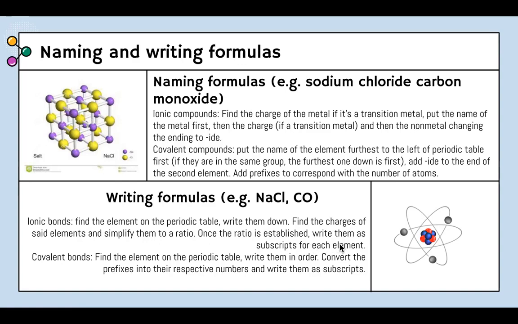And for covalent bonds, you find the element on the periodic table, write them down in order, like if you're converting carbon monoxide to CO, carbon comes first, you write C down, and then oxygen comes next, you write O down. And then you convert the prefixes to their respective numbers and write them as subscripts. Now, since it's carbon monoxide and there's 1 oxygen atom, you do not need to write a subscript.